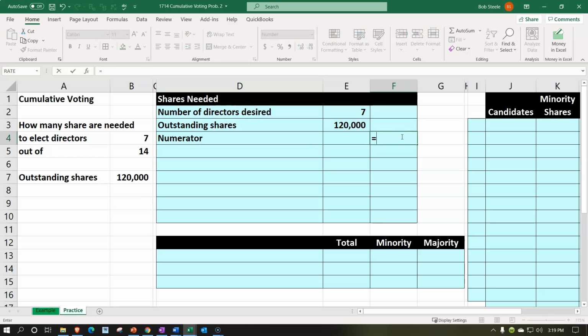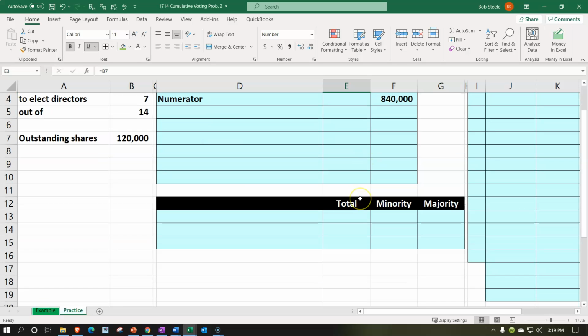We'll put this outside. It's going to be the 7 times the 120. Let's put an underline under the 120, using the font and underline. So that's basically how many votes are out there, right? We'll take a look at that in more detail in a second.